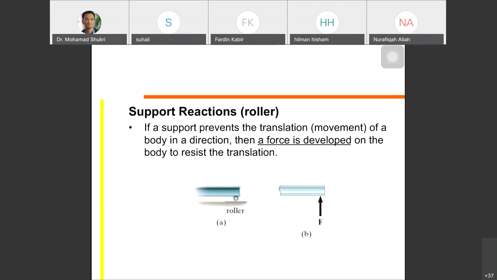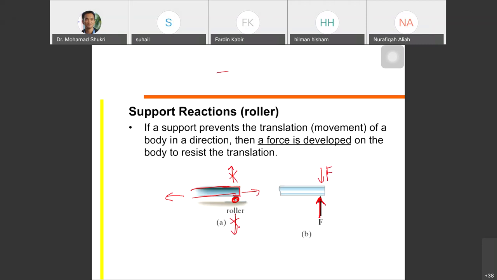So for example, you have a bar here. And then you have a roller. Roller is like a wheel, or tayar, or roda. This is roller. So the force on the roller is in this way. Okay? Why? Because the roller can move to the left and to the right, but it cannot move upwards and downwards. The ones you cannot move, you put the force. Or here. Okay? This is the force for the roller.